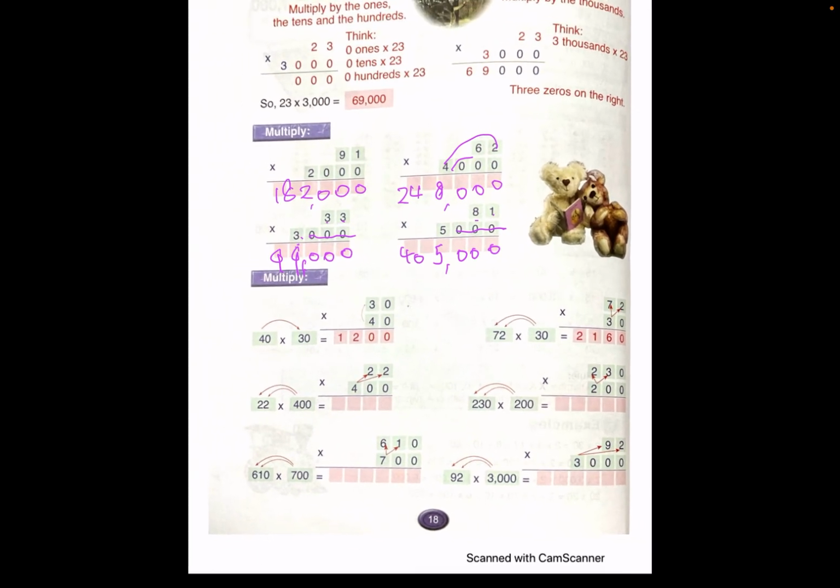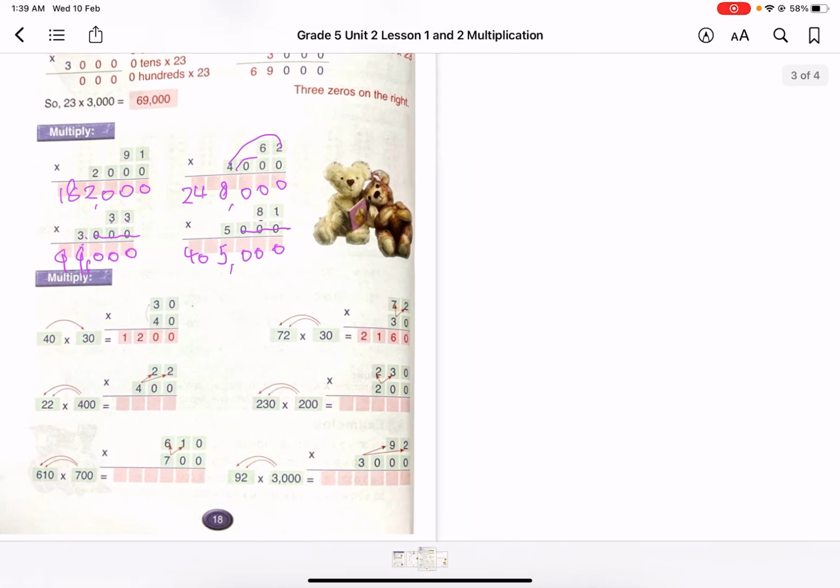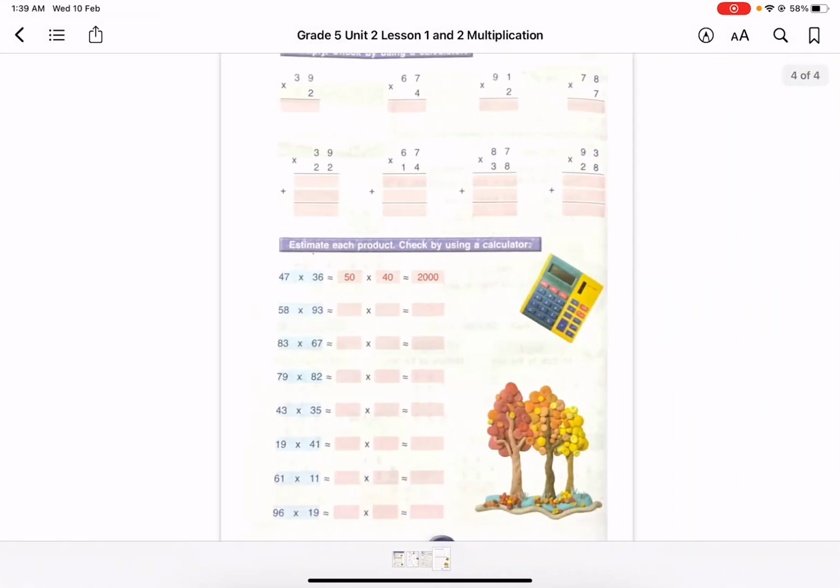Now here, how many zeros will I drop? We only have 1 zero, so you will drop the 0. Then look how they draw the arrows for you. They are telling you that you are going to multiply the 3 by 2 and the 3 by 7. Now let's do this one.